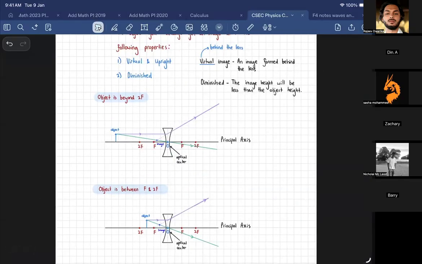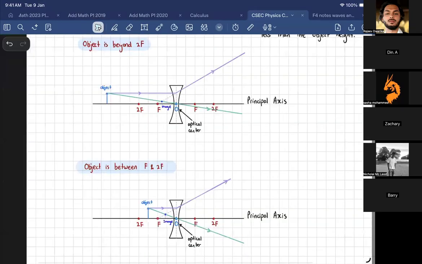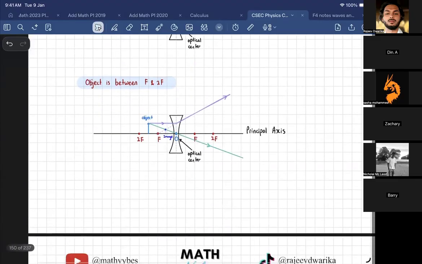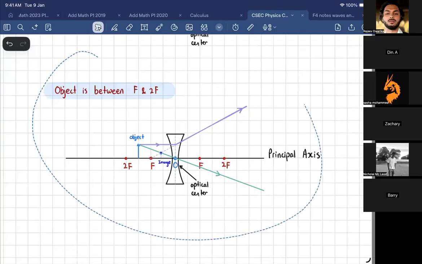For homework, you all could try and see what happens if you place the object in different places. So that's what you can do for homework. You can mess around.